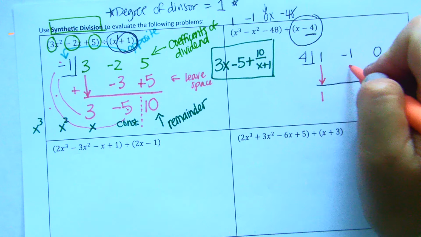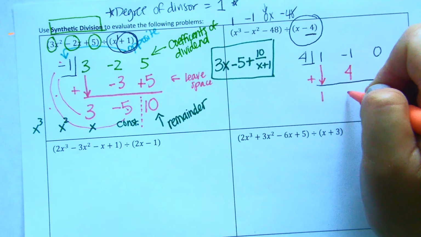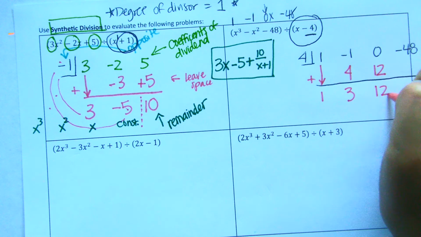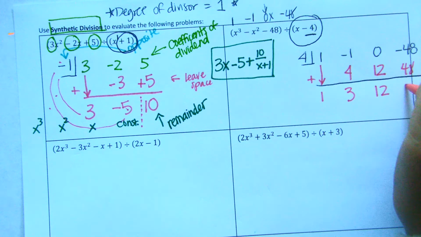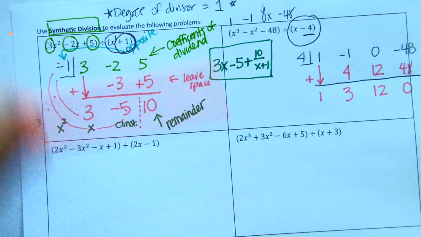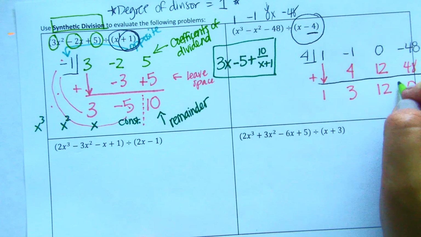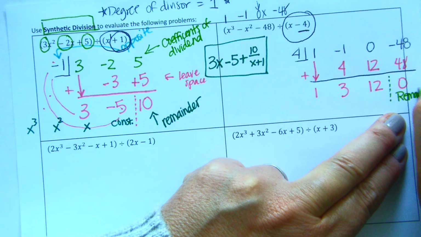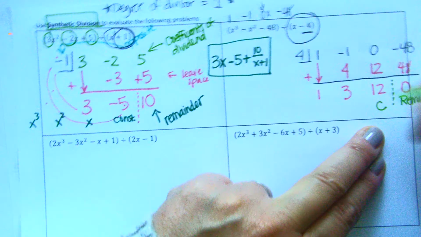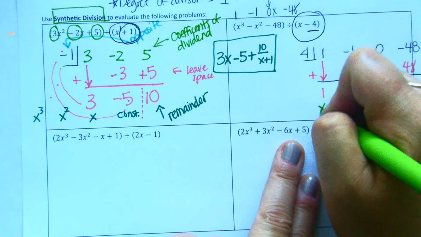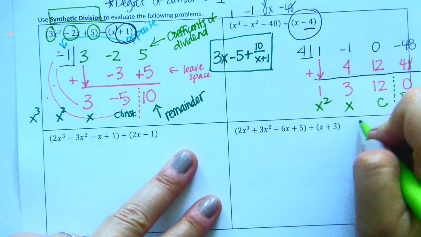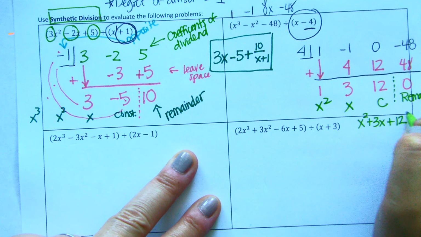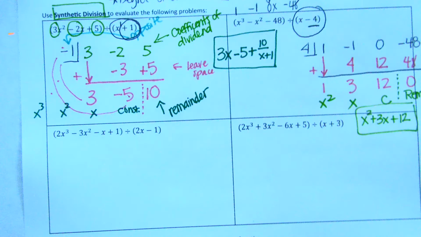4 times 1 is 4. You're going to add these. This is going to give you a 3. 3 times 4 is 12. Add. 12 times 4 is 48. Add. And then let me review how we find our final answer here. This is always the remainder. This is the constant term, the x, and the x squared. So I'm going to have a 1x squared plus 3x plus 12, and there's no remainder. So that's my answer.